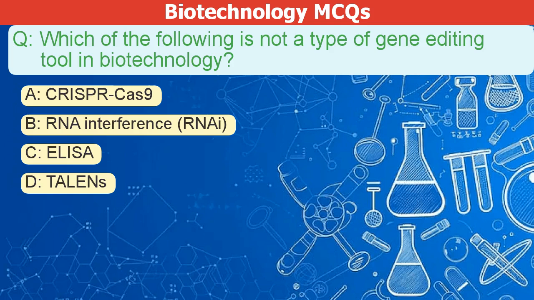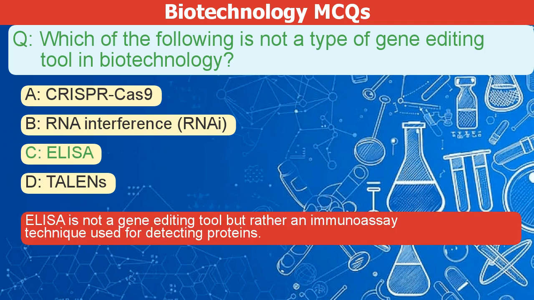Which of the following is not a type of gene editing tool in biotechnology? A. CRISPR-Cas9. B. RNA interference, RNAi. C. ELISA. D. TALENs. The correct answer is C. ELISA is not a gene editing tool but rather an immunoassay technique used for detecting proteins.